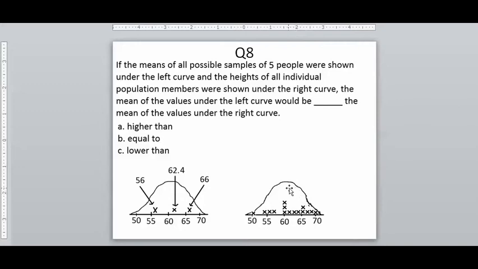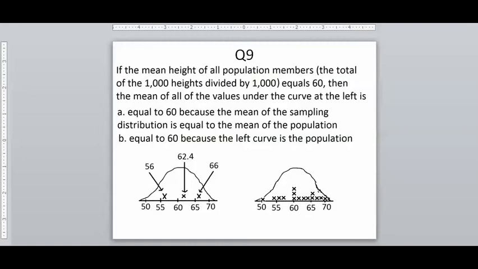If the mean of all values in the population under this curve equals 60, then the mean of all of the sample means under this curve would also be 60, because these two distributions have to have the same mean, which means that the answer is B. This is the rule I told you. If the mean of the population is 60, the mean of the sampling distribution over here is also 60. So A is correct. B is not correct because the left curve right here is not the population. The population is the individual people under population members under this curve. So A is correct.